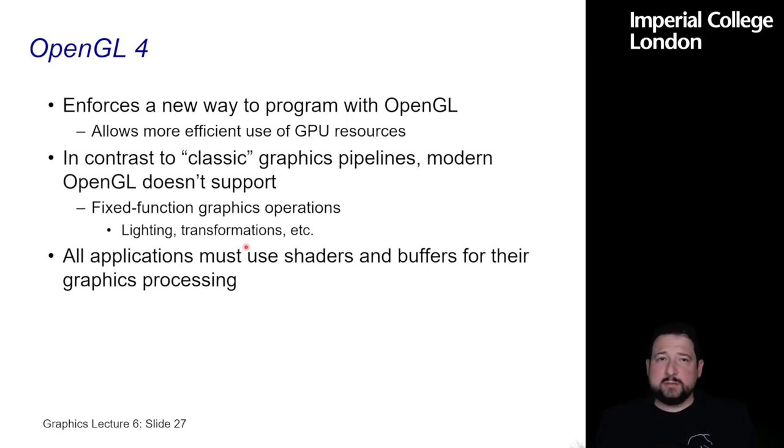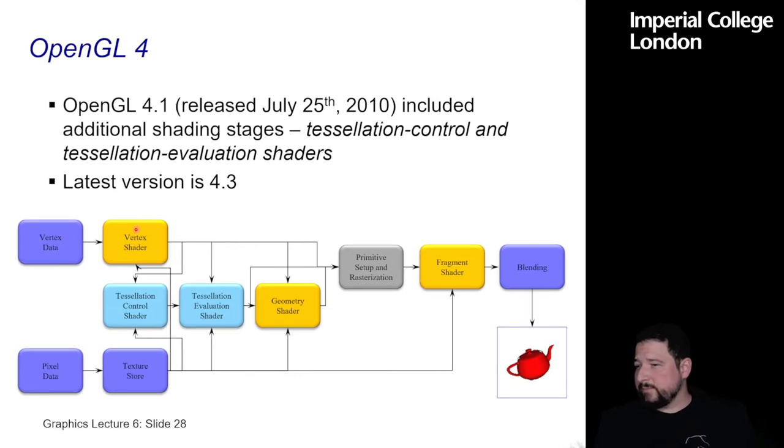Okay, so with OpenGL 4 is where you replace most of these fixed function things by programmable bits. So you have to do all your transformations in shaders, all your texture lookup in shaders. There's very little left of the traditional old fixed function pipeline.